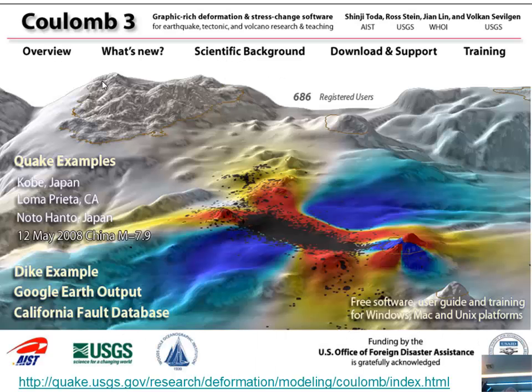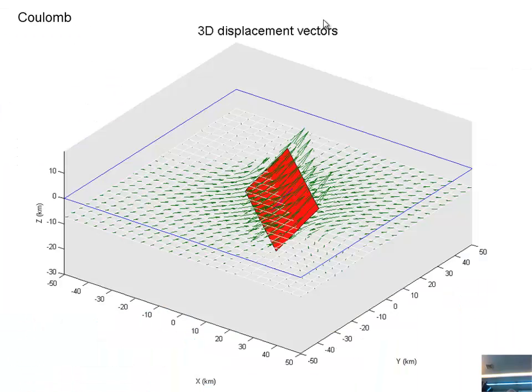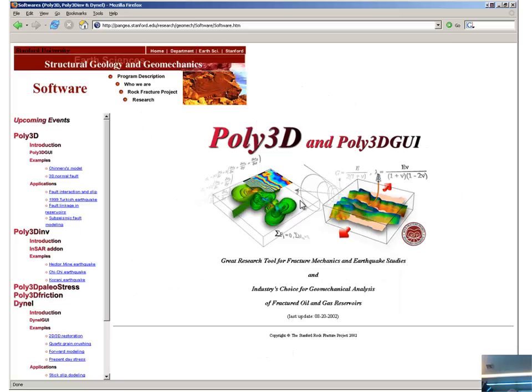The place where Okada has been implemented most is in Coulomb, the software. It says graphic, rich, deformation, and stress change software, but underneath is Okada. We'll come back to Coulomb in a minute. Here's the kind of thing it can do. You have a fault, and you can compute the displacements in 3D. We'll do this kind of like we did yesterday.